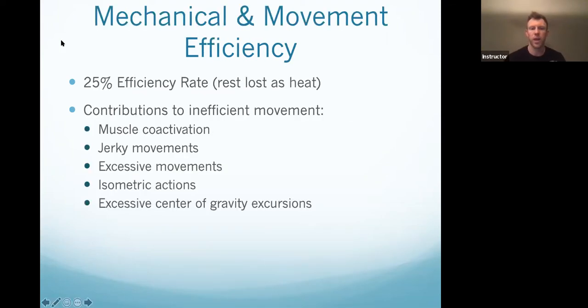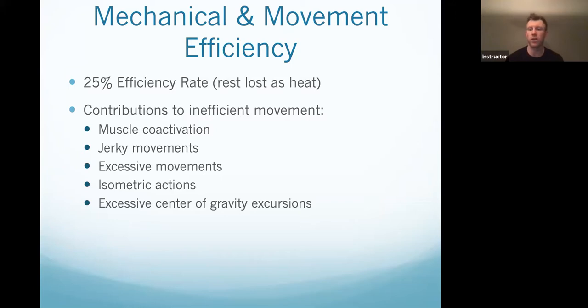Let's move on. Mechanical and movement efficiency. So as much as we'd like to believe it, we're not very efficient with our movements. A lot of times, most of our energy is lost as heat. So if you just think about the efficiency of where the work goes, it's about 25%, and 75% is lost. What leads to inefficient movement?